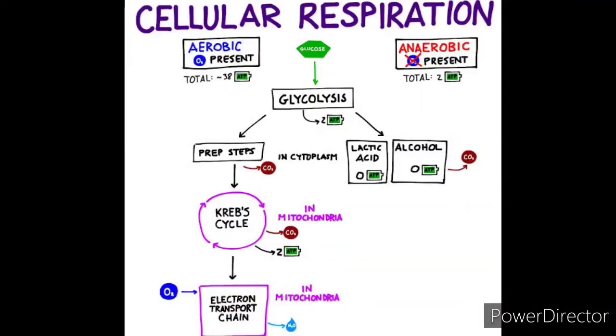Cellular respiration can be classified into two types, aerobic respiration and anaerobic respiration. Aerobic respiration is oxygen dependent, while anaerobic is oxygen independent. The breakdown of glucose involves three major steps: glycolysis, Krebs cycle, and electron transport chain.